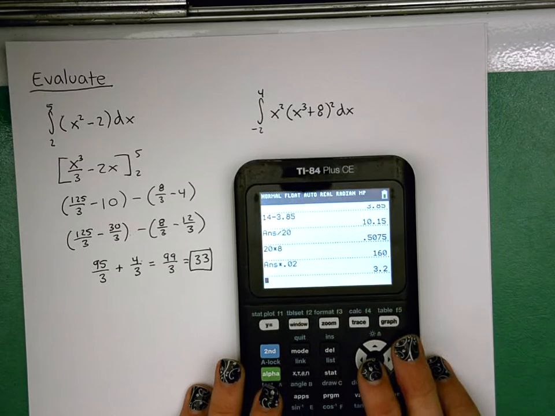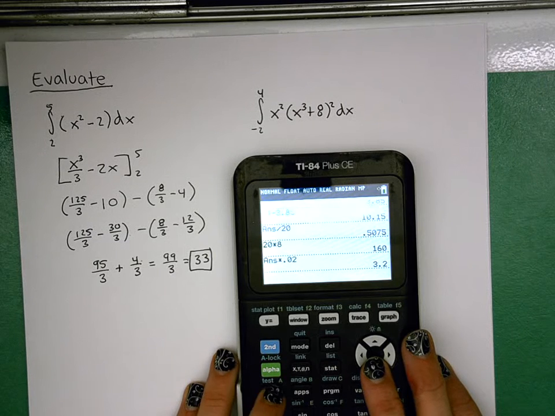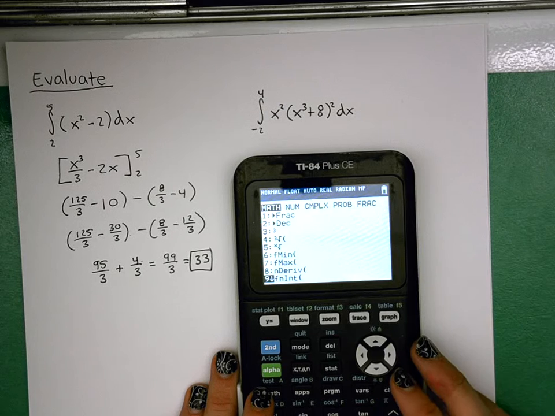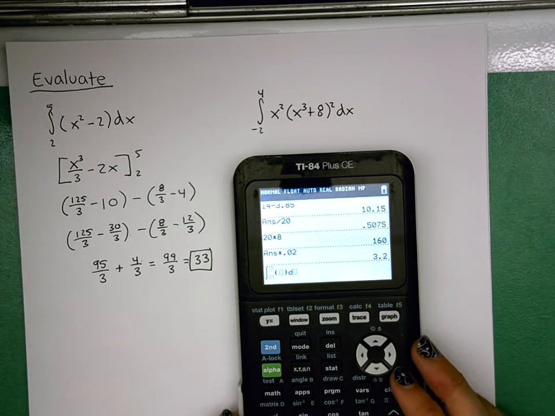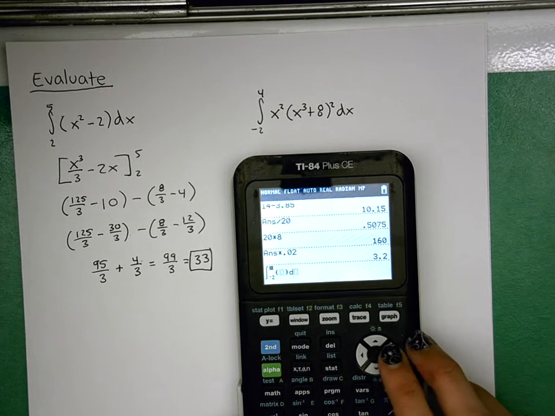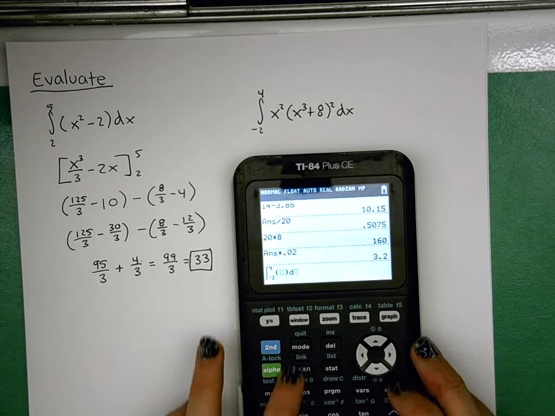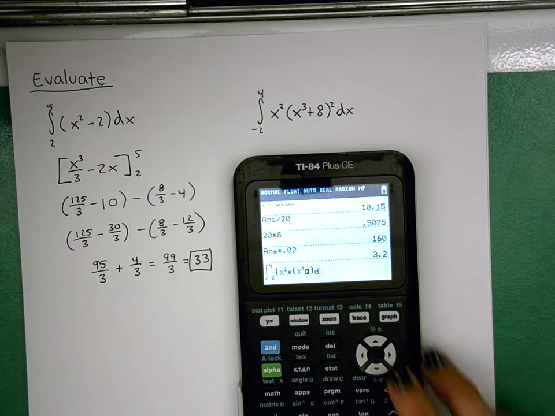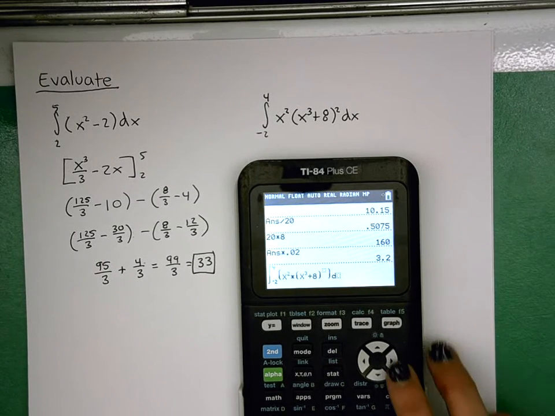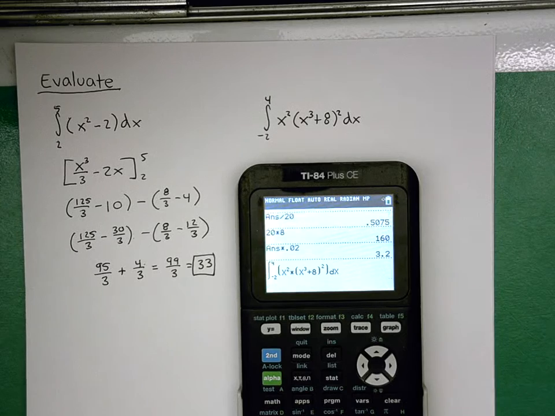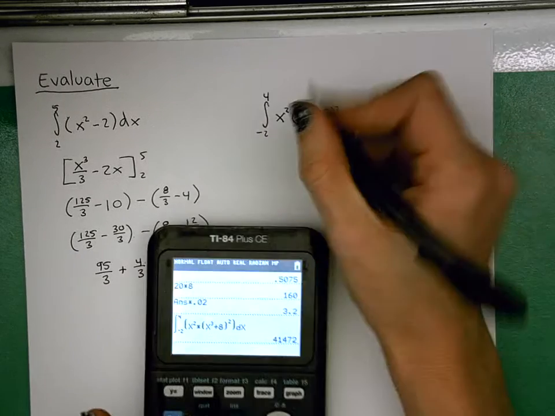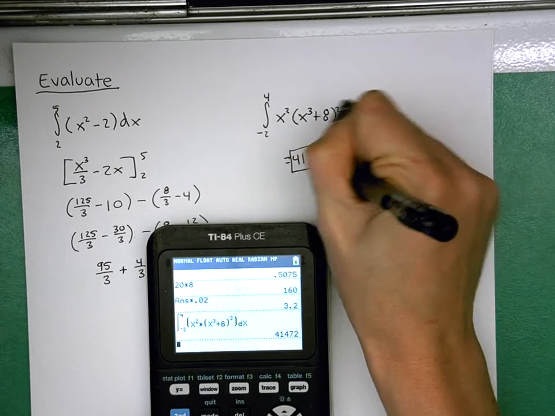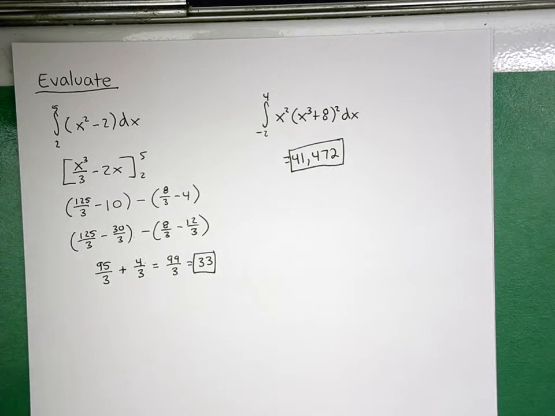Okay, so to plug it into our TI-84s, we're going to go ahead and hit math, and then go down here to number 9, or you could just hit 9 if you don't want to scroll down. When you hit enter, you then get your definite integral setup. So we'd go negative 2 to 4 of x squared times the quantity of x cubed plus 8 all squared dx. And when you hit enter, it'll give you your definite integral, which is 41,472. So I am glad we did not solve that one without our calculator.